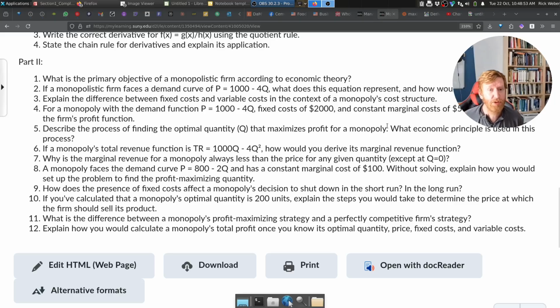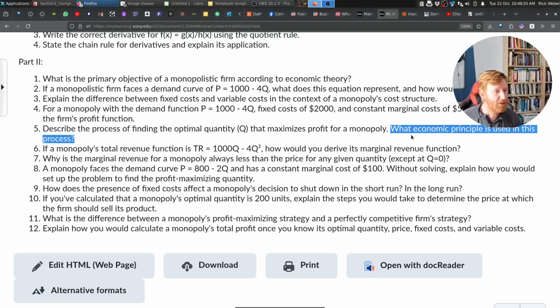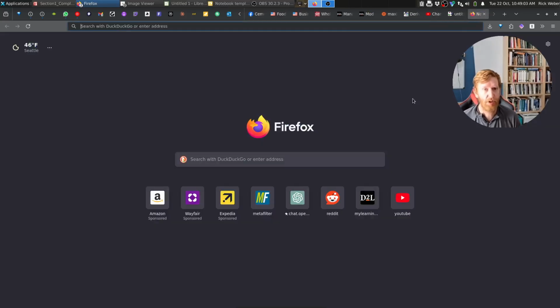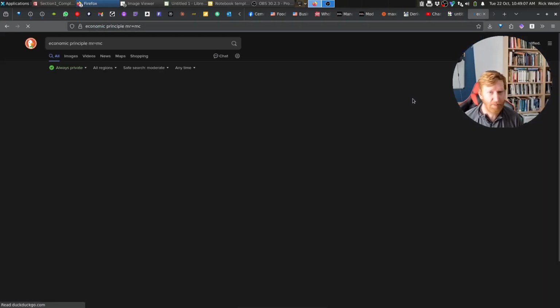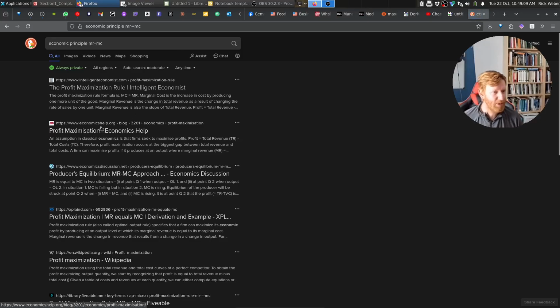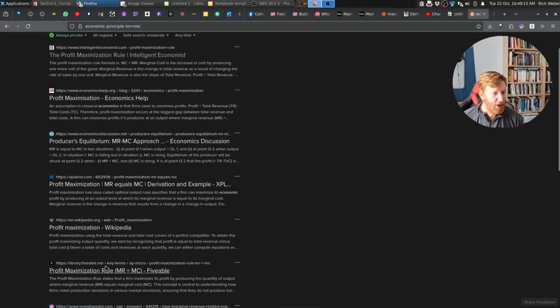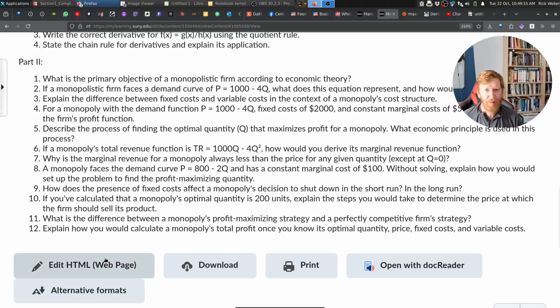Now, before I go too deep, what economic principles used in this process was throwing me off last time, so I just chucked into DuckDuckGo "MR equals MC economic principle," and it's giving me results: profit maximization, the profit maximization rule. I'm guessing that since Claude is trained on the internet, it's basically giving that back.